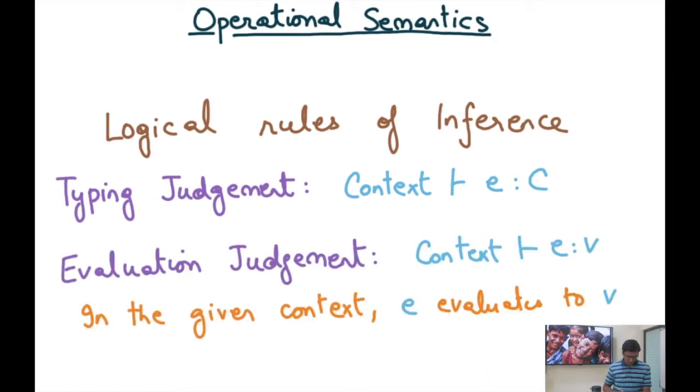Very similarly, we are going to use an evaluation judgment to specify the operational semantics. And the evaluation judgment is going to look somewhat like the following. Under a given context, again, the context is going to capture the environment, which will include the scope and things like that, it is true that E evaluates to value V. So in the given context, E evaluates to value V. That's what this notation stands for. Under a given context, it is true that E evaluates to value V.